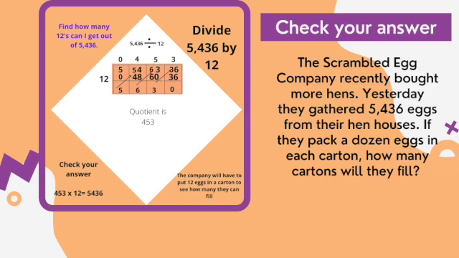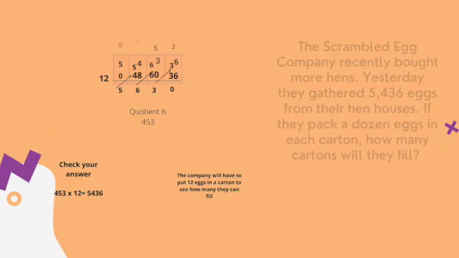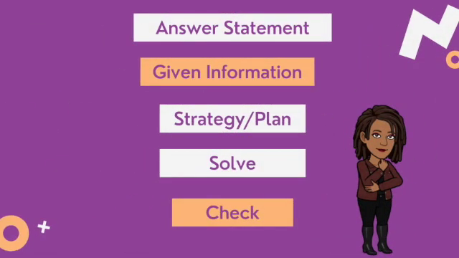Now to check our answer, you can use multiplication to check your division. Multiply the quotient times the divisor, which is 453 times 12. 12 is our divisor. So 453 times 12 is 5,436. This is our problem-solving process.